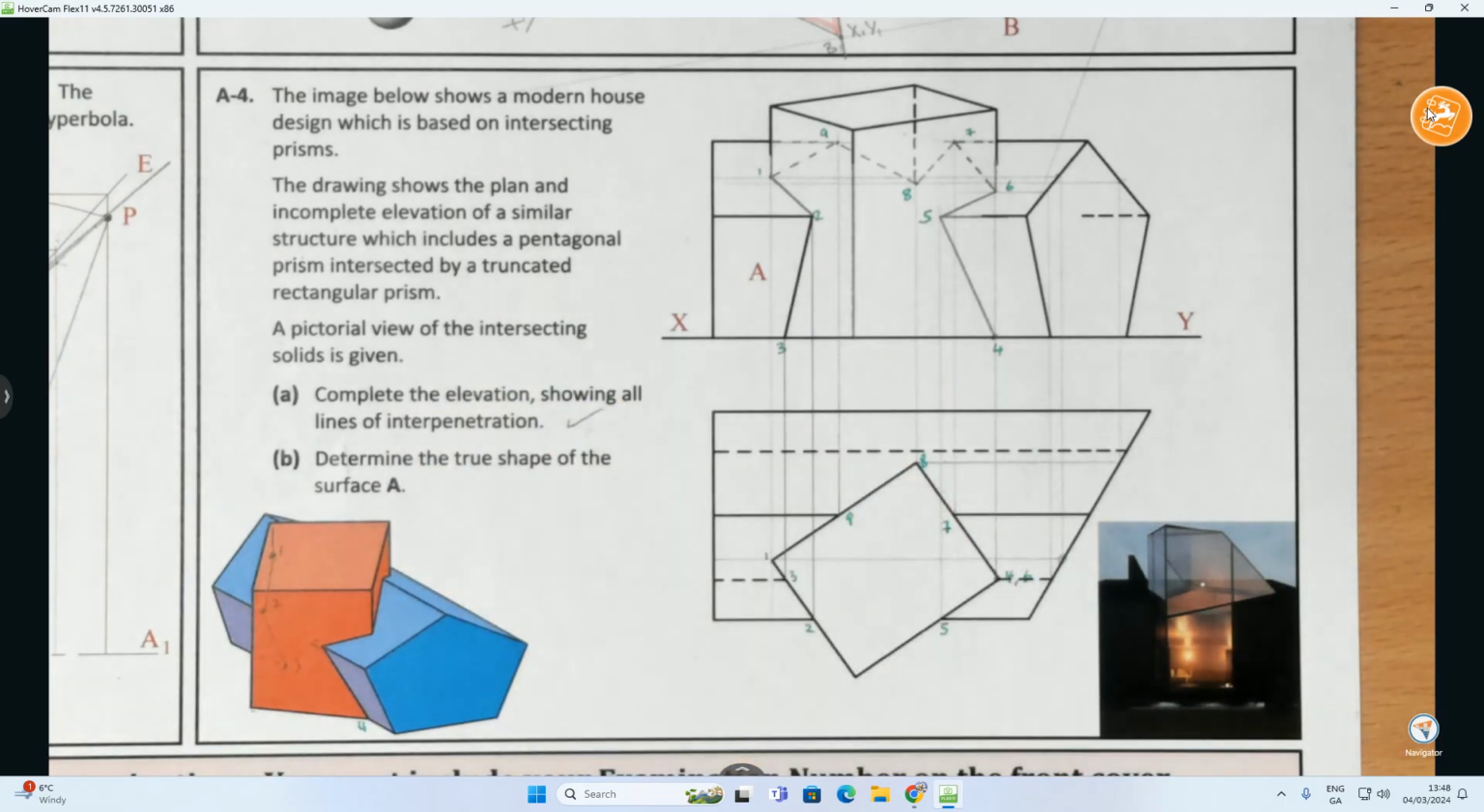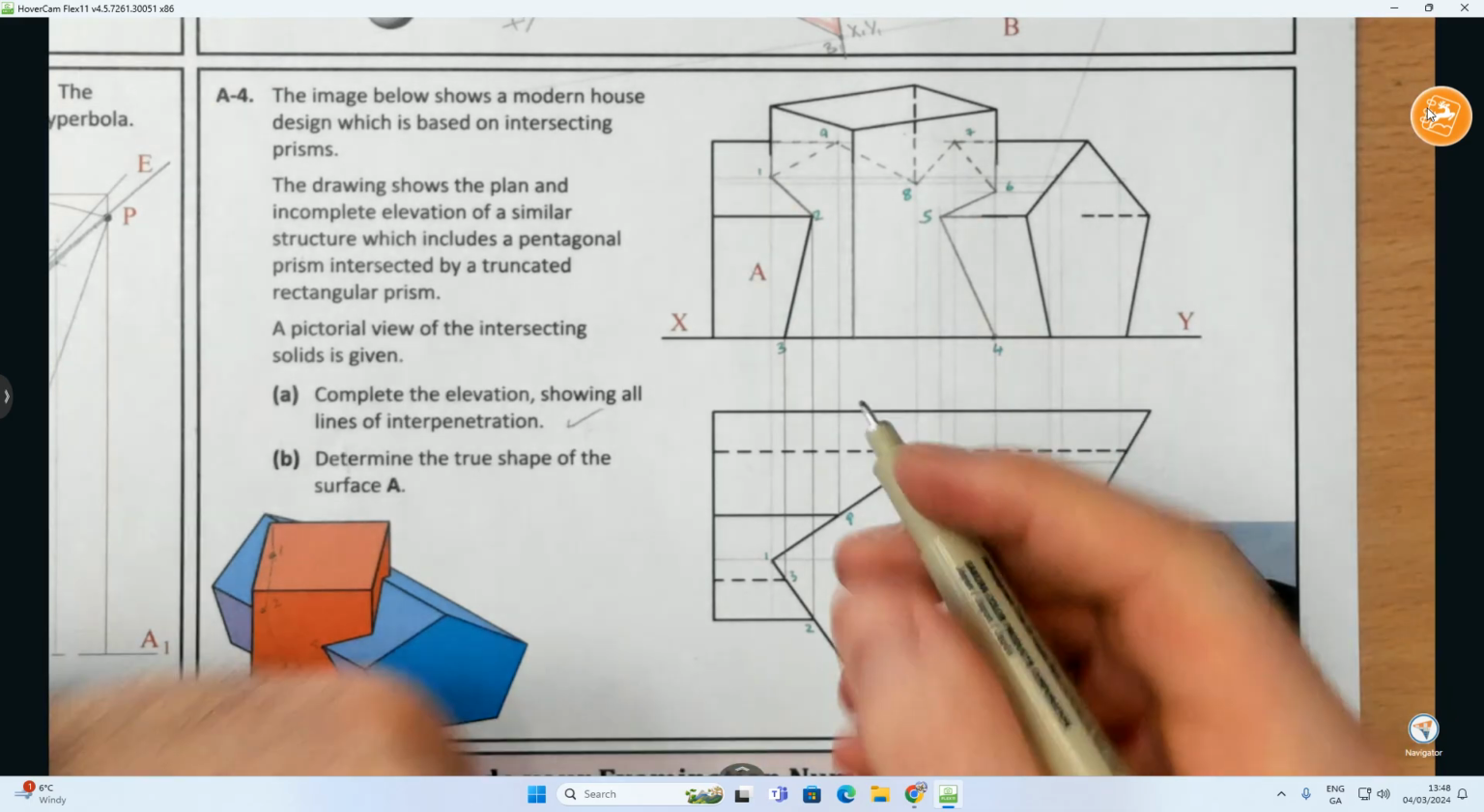Now what we're going to do is part B. It says determine the true shape of the surface A. So just thinking here now, can I do a rabattment method? I need to see that surface A as a true shape, so yeah, I'll have to get it and I'll rabat it down.